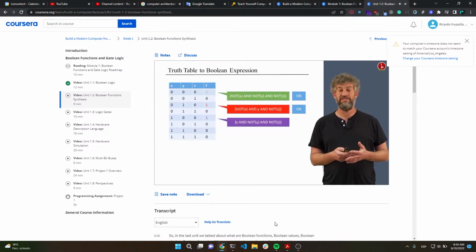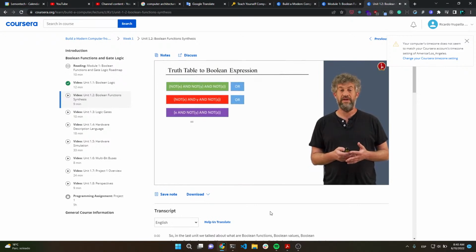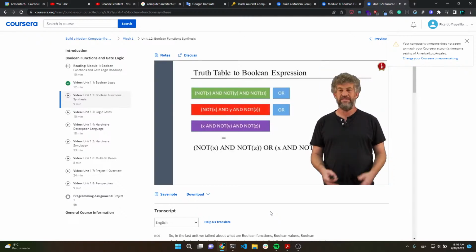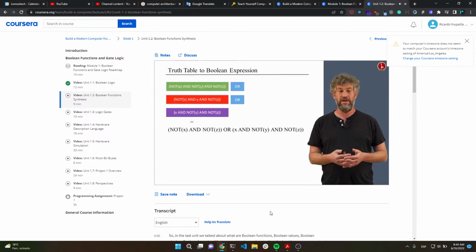Now, of course, once we have this expression, we can start manipulating it in various ways. This is one way to write the function as an expression, but if you look at it, you can see that we can start changing its format. For example, if you look at the first two clauses, one of them is not x and not y and not z, while the other is not x and y and not z. Notice that we have both possibilities for y and exactly the same fixed value for x.